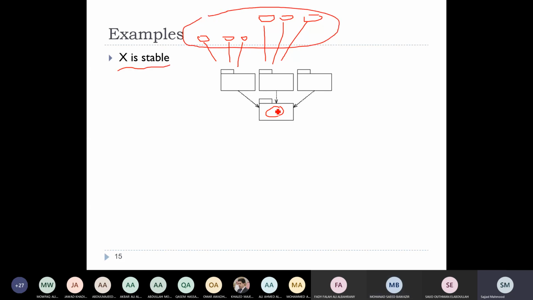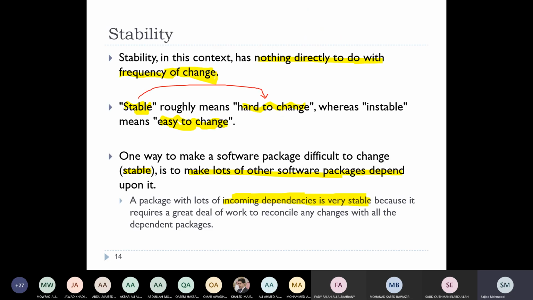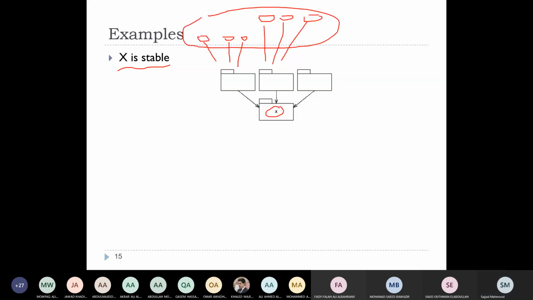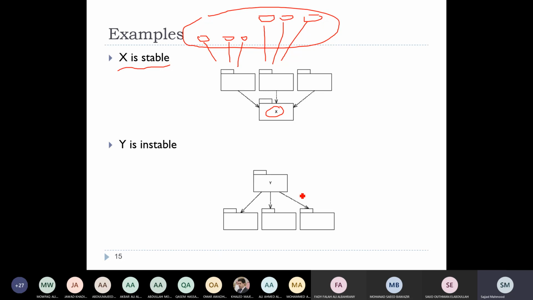So we say X is stable because, as our principle, X is stable because it has a lot of incoming dependencies, but no outgoing dependency. While on the other hand, we're saying Y is unstable, which means easy to change, because no one is depending on Y. And these packages are depending on Y, right? So there are a lot of outgoing dependencies there, but no one is depending on Y. Hence, if I change it, khalas, that's no problem, right? So far, so good. Yes, Doctor. Okay. Alhamdulillah.